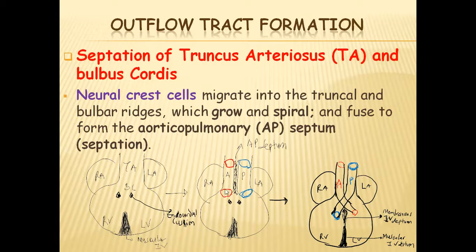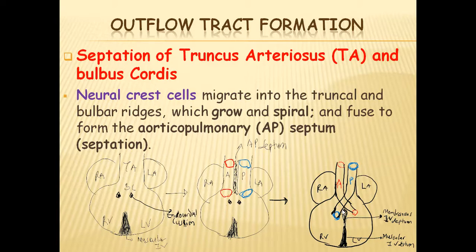Looking at the next picture, we want to see here that the neural crest cells are going to migrate into the truncus arteriosus, and once the neural crest cells migrate into the truncus arteriosus, that is going to lead to the development of the aorticopulmonary septum, right? Which is what we see here. So you can see the aorticopulmonary septum being formed and dividing the truncus arteriosus into two.